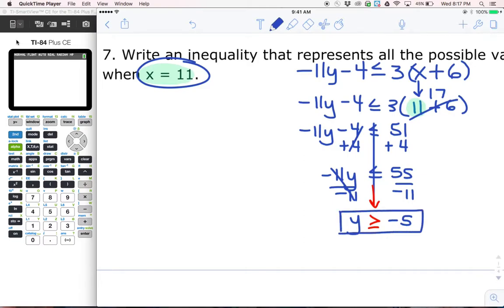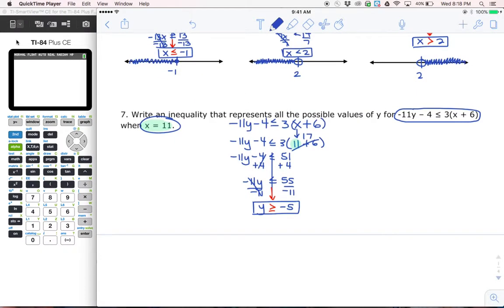All right, it's what we've been practicing, just with a tiny little extra step of plugging in a number that you have been given. All right, don't forget, guys, when you divide both sides by a negative or multiply both sides by a negative, flip that inequality around.